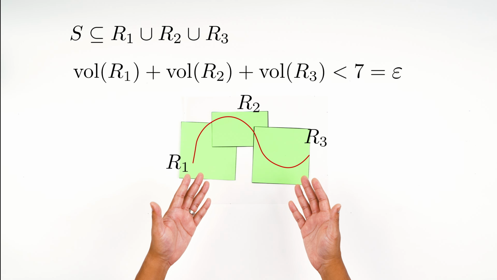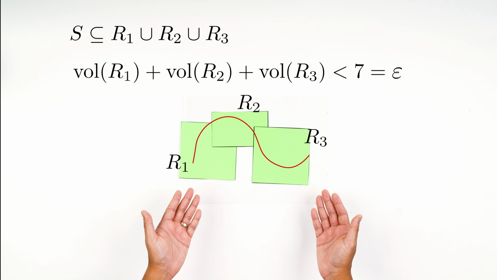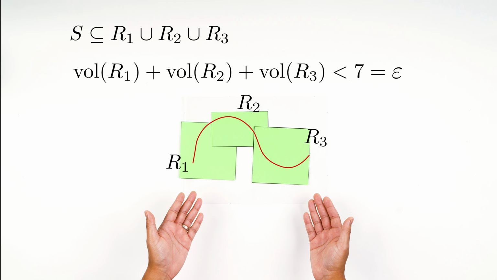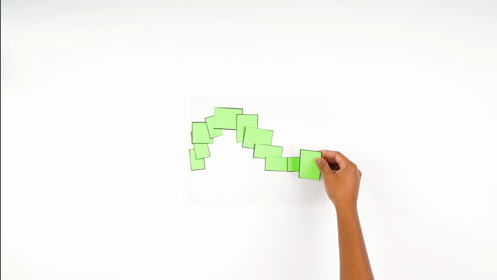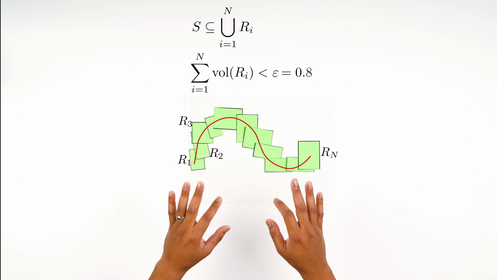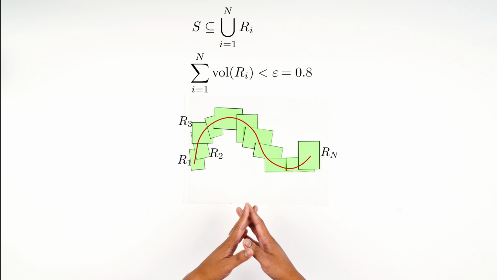Fix a smaller value of epsilon. Let's say epsilon is 0.8. Since epsilon is smaller, this choice of rectangles won't work anymore. We will need to use even smaller rectangles to cover it. Once again, this covers S, and the total area is less than epsilon. We can repeat this process for arbitrarily small values of epsilon, and this will prove that S has zero Jordan measure by the rectangular covering theorem.